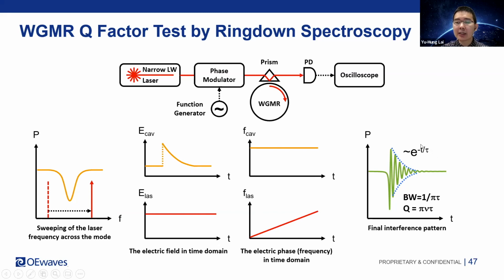So by measuring the time constant of this envelope, we can convert this time constant into the bandwidth and the quality factor of the resonator.